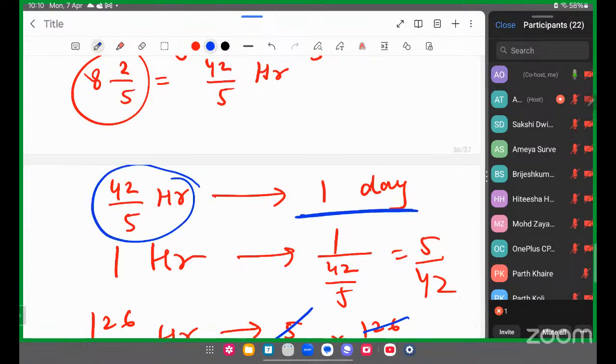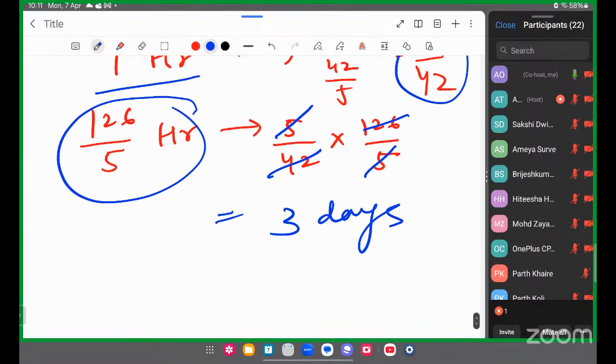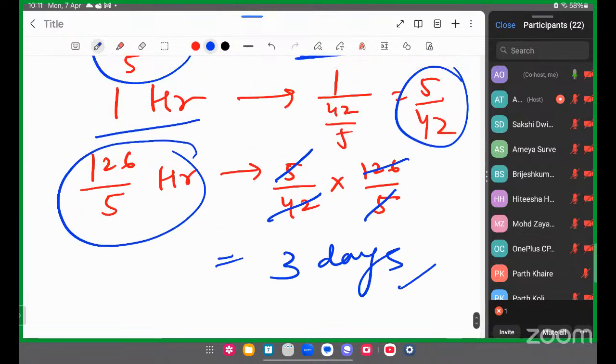Right? If we have done 42 by 5 hours, the work of the day will be completed and we will take off. So 42 by 5 hours is taken as 1 day. So 1 hour will be taken as 1 upon 42 by 5, that is 5 by 42 day. And we are working a total of 126 by 5 hours. So 126 by 5 hours will be equivalent to 5 by 42 into 126 by 5, which is 3 days. So a total of 3 days will be taken by them to complete the work.